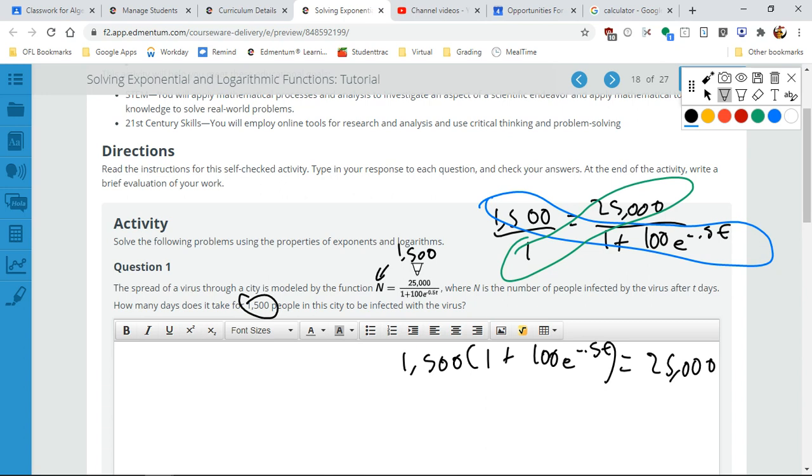And what will happen here is once we multiply this out, we end up getting something that kind of looks like P(1 + r)^t. This is a formula we use when we're talking about exponential growth. So this is where this is coming from. This is a logistic growth, but you can see that it's an exponential growth when we look at it this way.